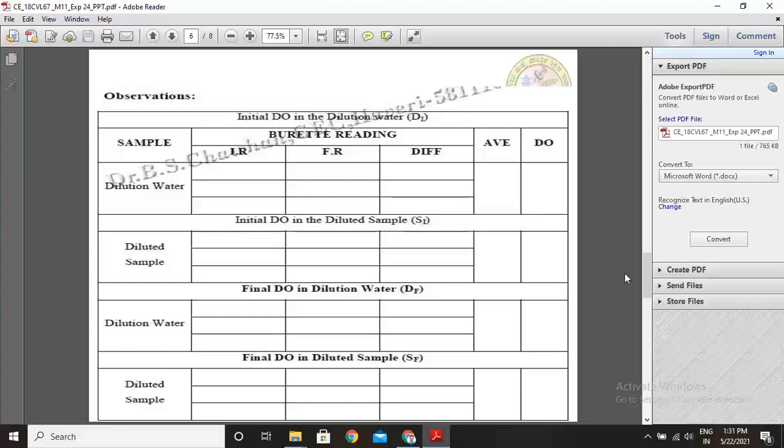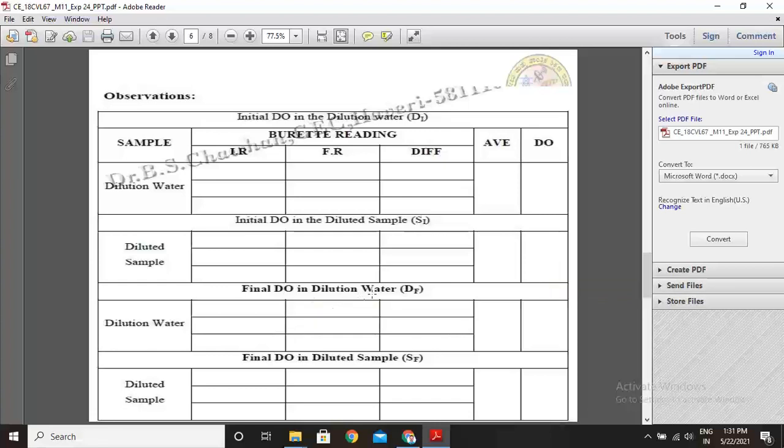Observations. See these observations for this experiment. This table shows the initial DO in the dilution water, that is D1. Here the sample is dilution water. Burette reading: initial reading, final reading, then the difference, then do the average. That is the DO. Initial DO in the diluted sample, that is S1. You write the readings for 3 samples of diluted sample: initial reading, final reading, difference. Then do the average. This is the DO of the diluted sample.